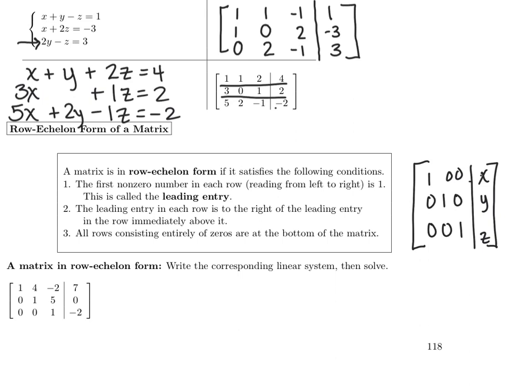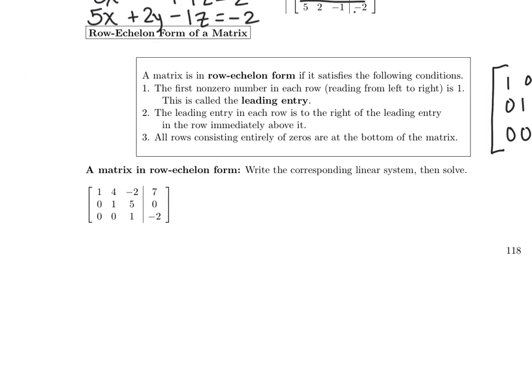One thing we're going to do is solve these on the calculator. But we're going to first do this one by hand, and then we'll jump to the calculator. It says: a matrix in row echelon form, write the corresponding linear system. So that's the equations, and then we'll solve.